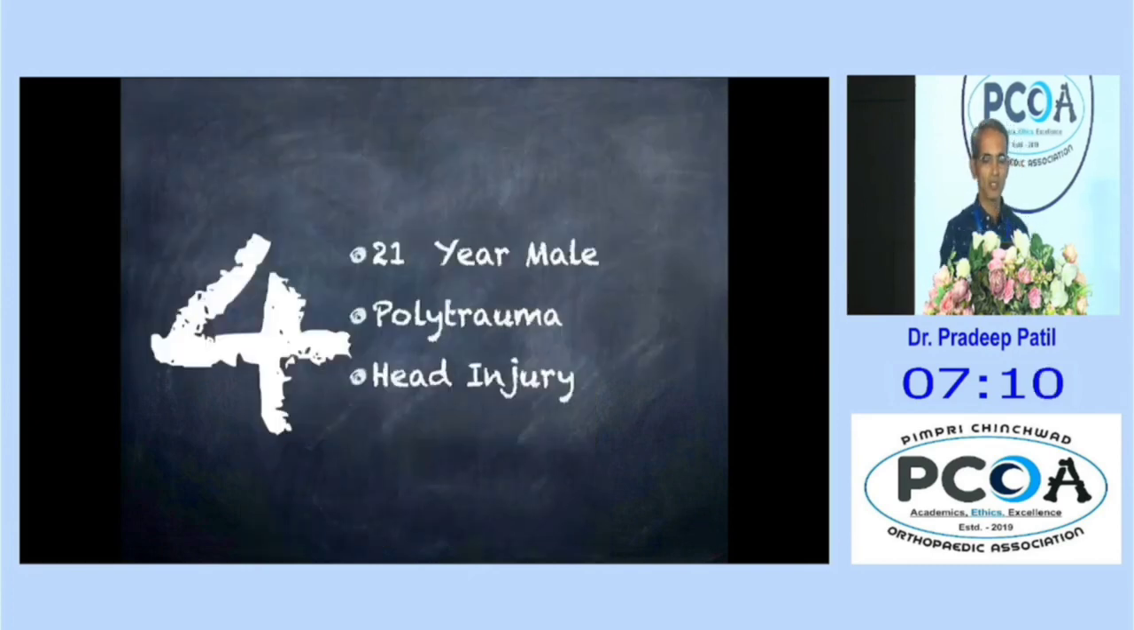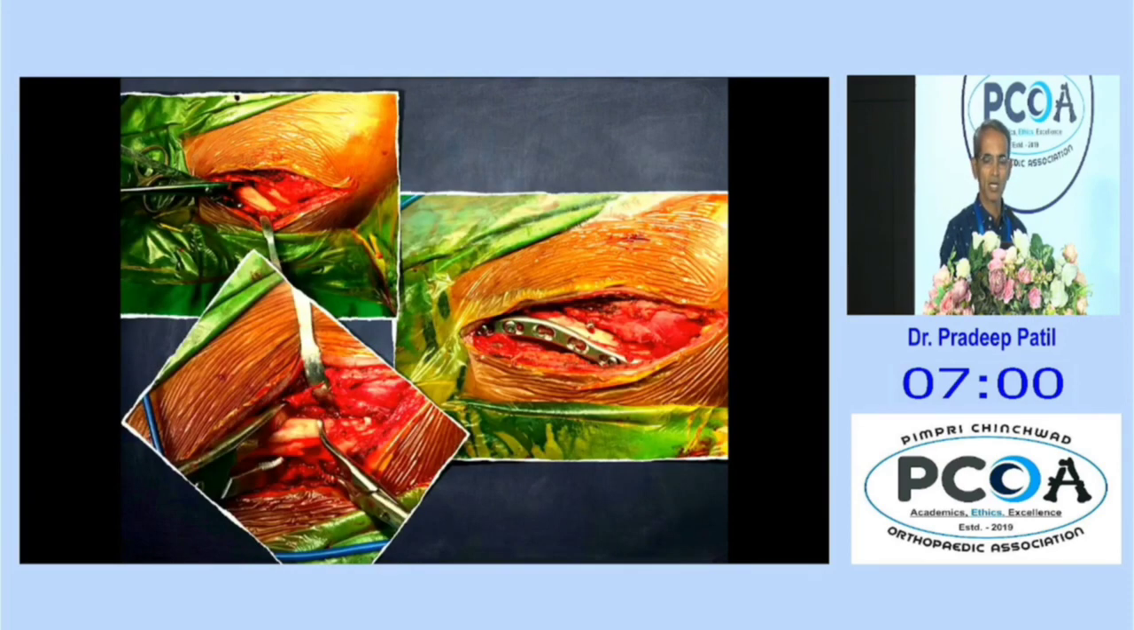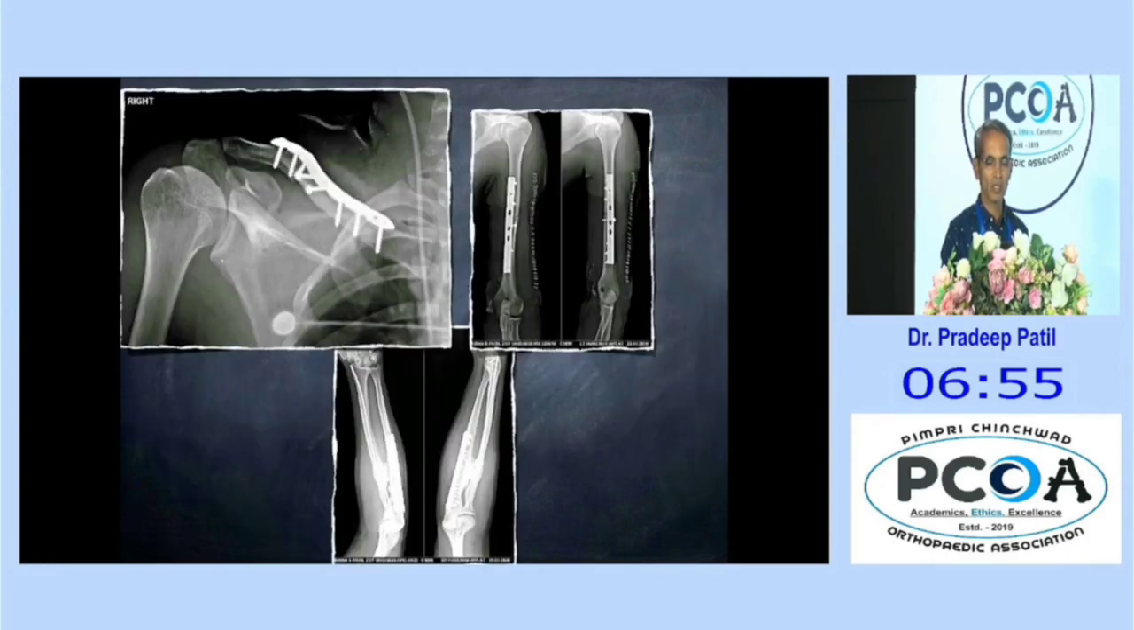Another case, a 21-year male with polytrauma is having clavicle fracture, open humerus and proximal ulna fractures. In a polytrauma patient, it is very advisable to fix all the fractures for early mobilization. Again, it is fixed with interfragmentary screw and neutralized with the plate. So these are the post-operative pictures of all the fractures.